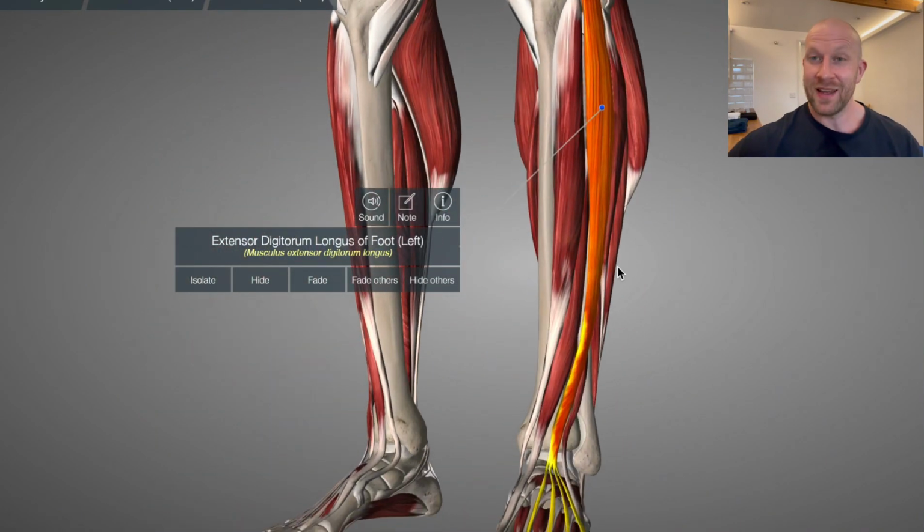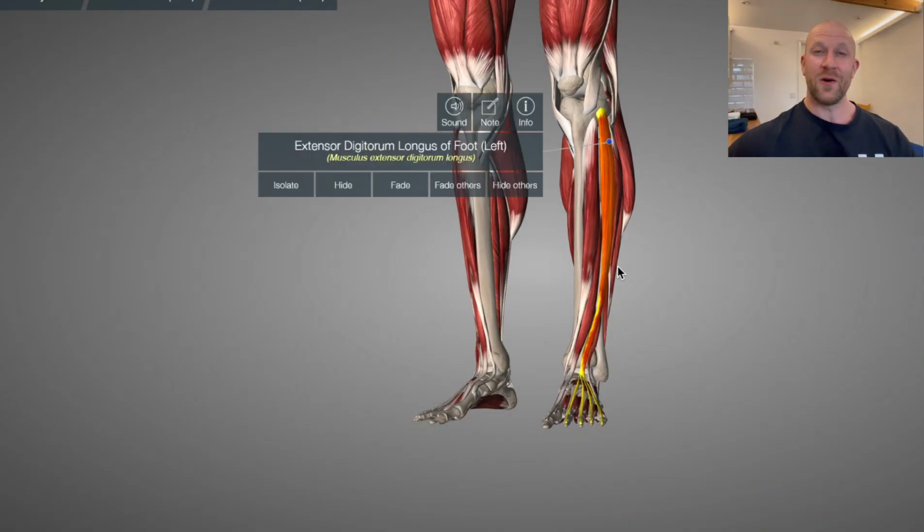So that's a fairly brief overview of the muscles of the lower leg. I really hope you found it helpful and that you can use it in a constructive way.